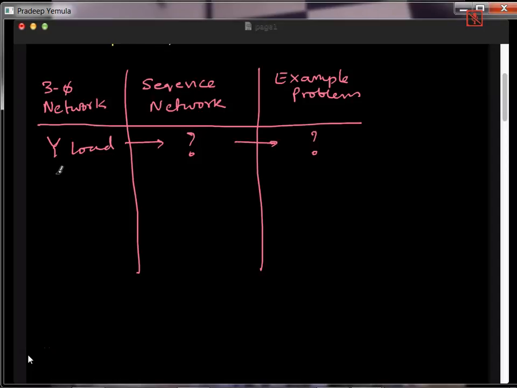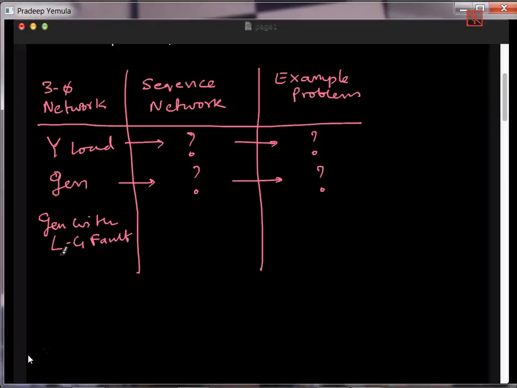Next one is generator. So three-phase generator, you know. So how does it look like in sequence network, and an example problem based on that. So then generator plus LG fault. Let me write it. Generator with LG fault. So this is our three-phase network. For that, what is the sequence network, and a problem based on that.